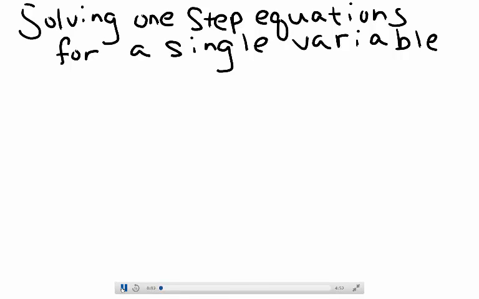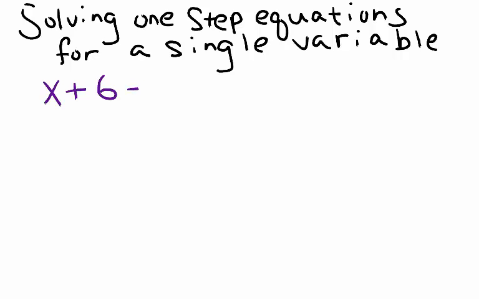In this video, we're going to learn how to solve one-step equations for a single variable. Suppose I have the equation x plus 6 equals 18. To solve this equation, we need to get x by itself on one side and our constant terms on the other. I can do this by using inverse operations.